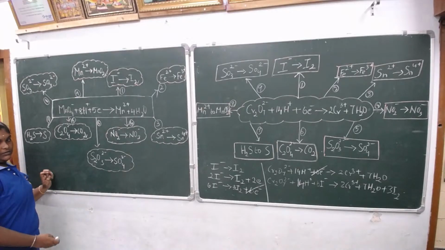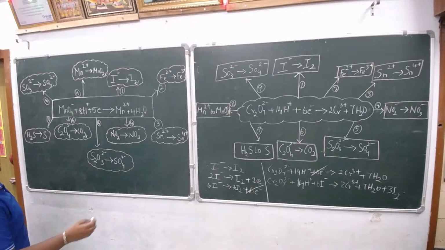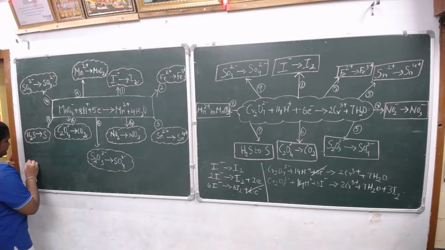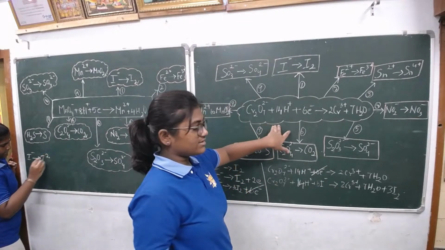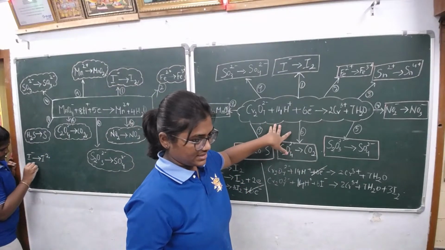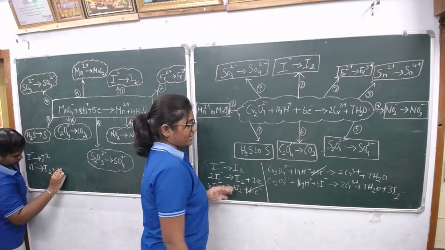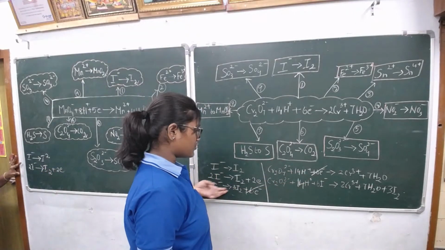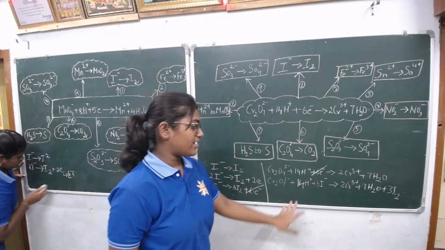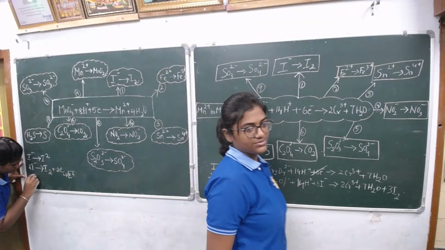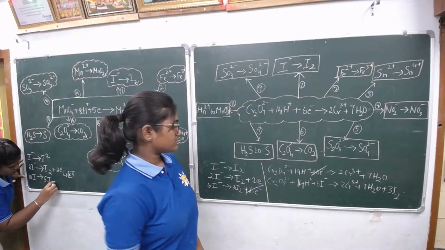You can take I minus to I2, same as what she has done, using KMnO4. You can explain this. So you have combined the balanced half cell reactions, and directly I have cancelled the 6 electrons and put all the reactants and products from the two half cell reactions together and combined them directly to get the final equation. Okay, so put the balanced equation in the box.